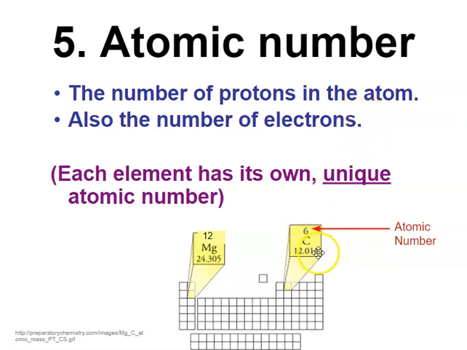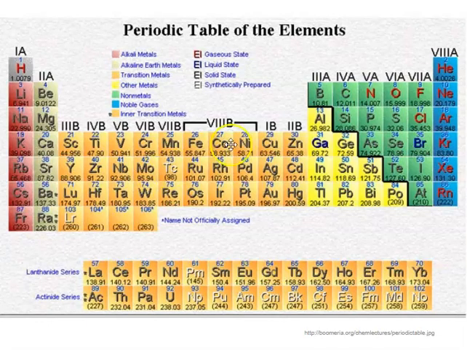On the periodic table, the atomic number is located right above the letter, so it's at the top of the box, and this represents the number of protons found in the nucleus of the atom. Each element has its own unique atomic number, okay? So if we look at the different elements here in the periodic table, oxygen has 8 protons. Fluorine has 9 protons. Hydrogen has 1 proton.